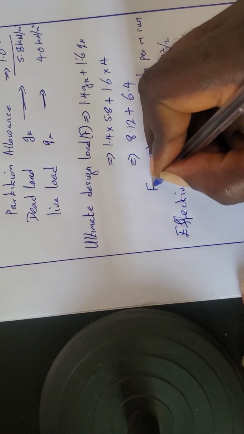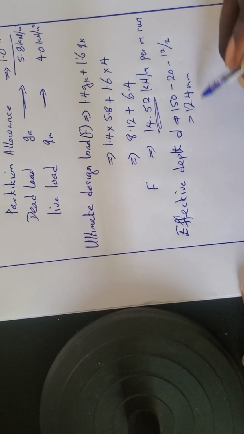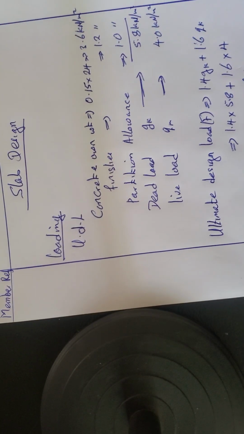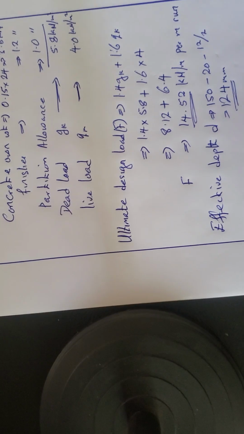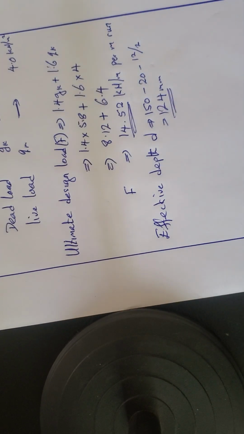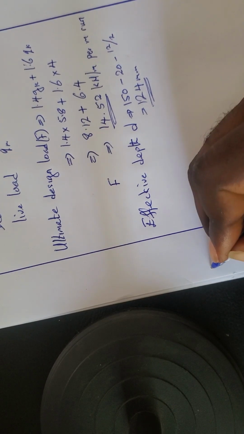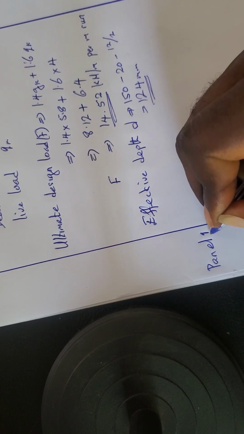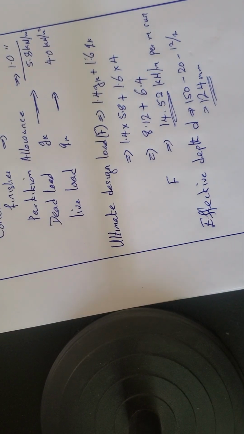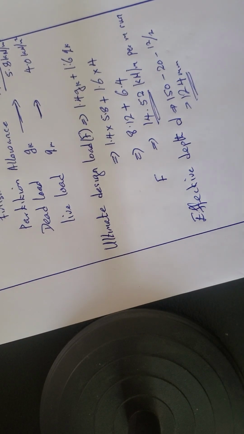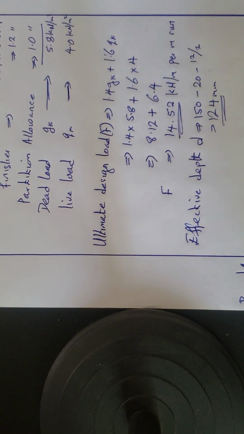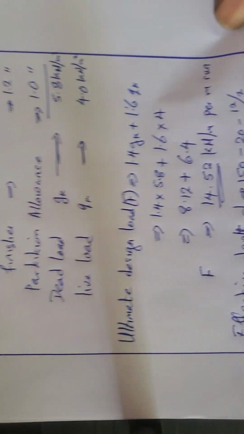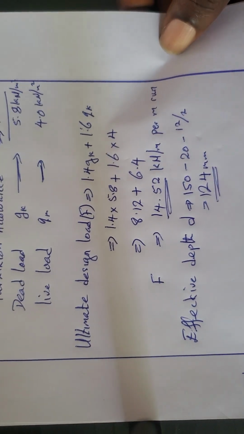We have our F to be equal to this, and we have our effective depth D to be equal to this. Then this will now lead us to the analysis of panel 1. So in our next class, we'll be talking about panel 1, because some people have said that the class is long. So if you check the time now, it's already 7 minutes.